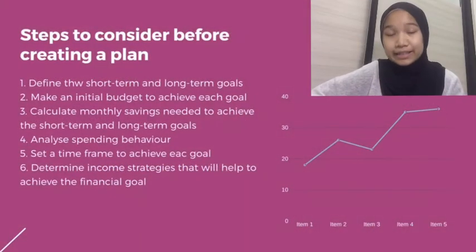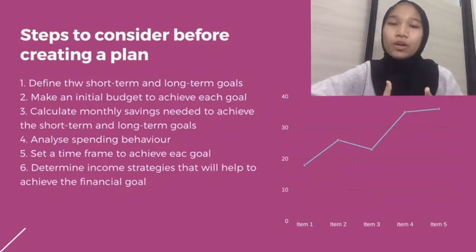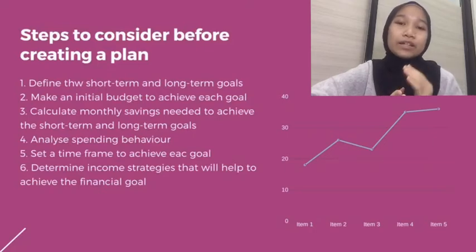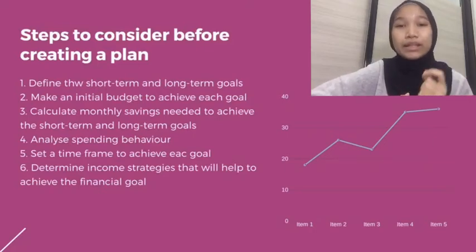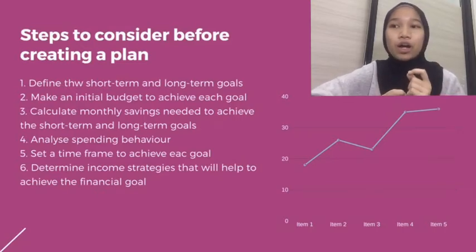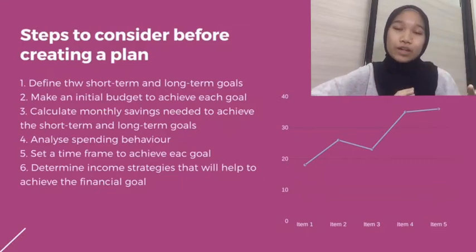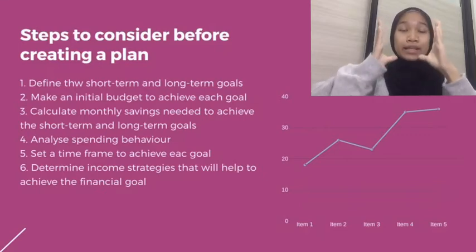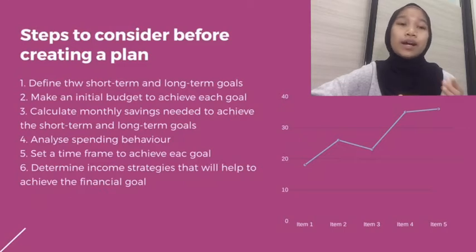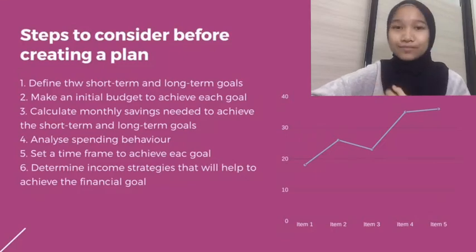So there are 6 steps that we need to consider before creating a plan. Firstly, we need to define our short-term and long-term goals. Secondly, we need to make an initial budget to achieve our goal. Thirdly, we need to calculate our monthly savings that is needed to achieve the short-term and long-term goals. Fourth, we need to analyze our spending behavior. Fifth, we need to set a time frame to achieve our goal. And lastly, we need to determine our income strategies that will help us to achieve our short-term and long-term goals.